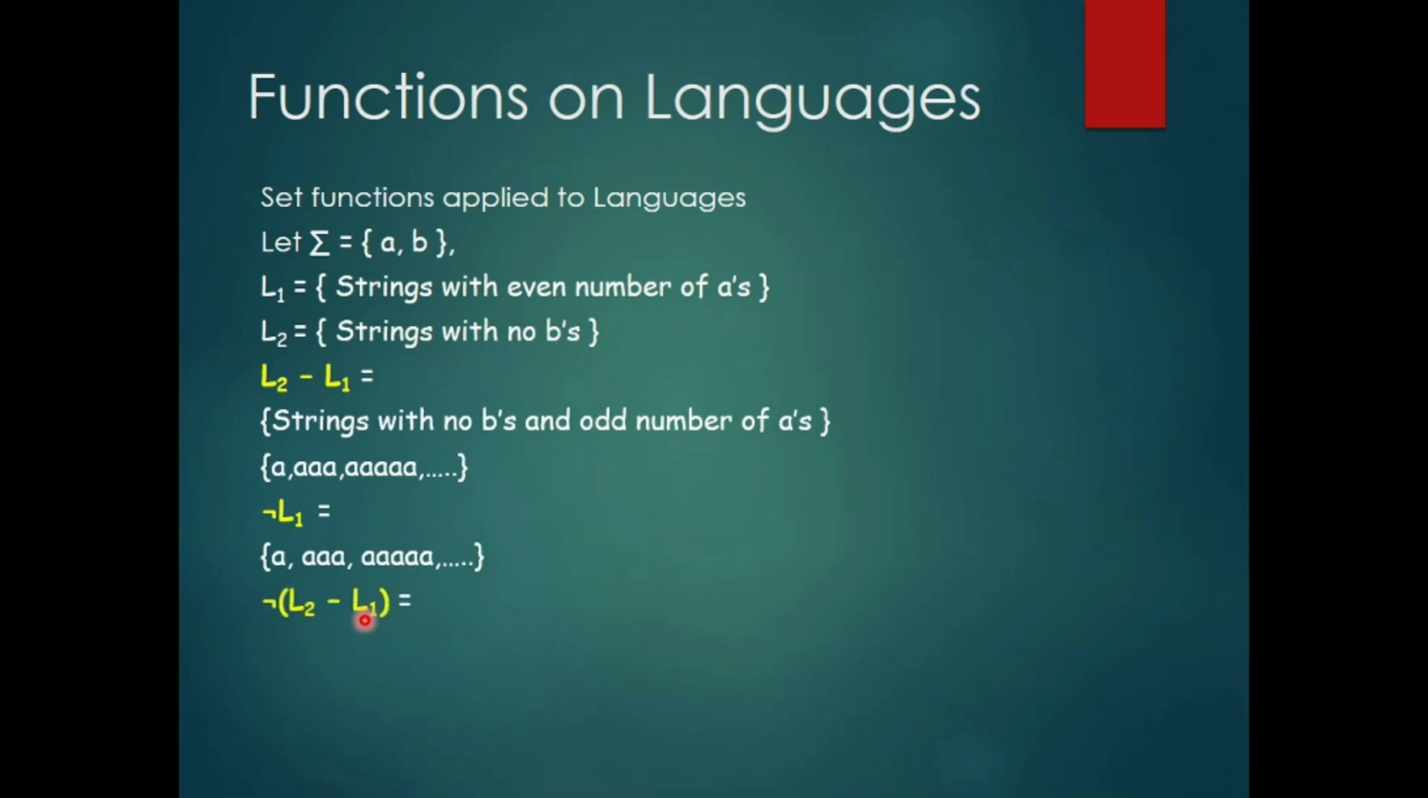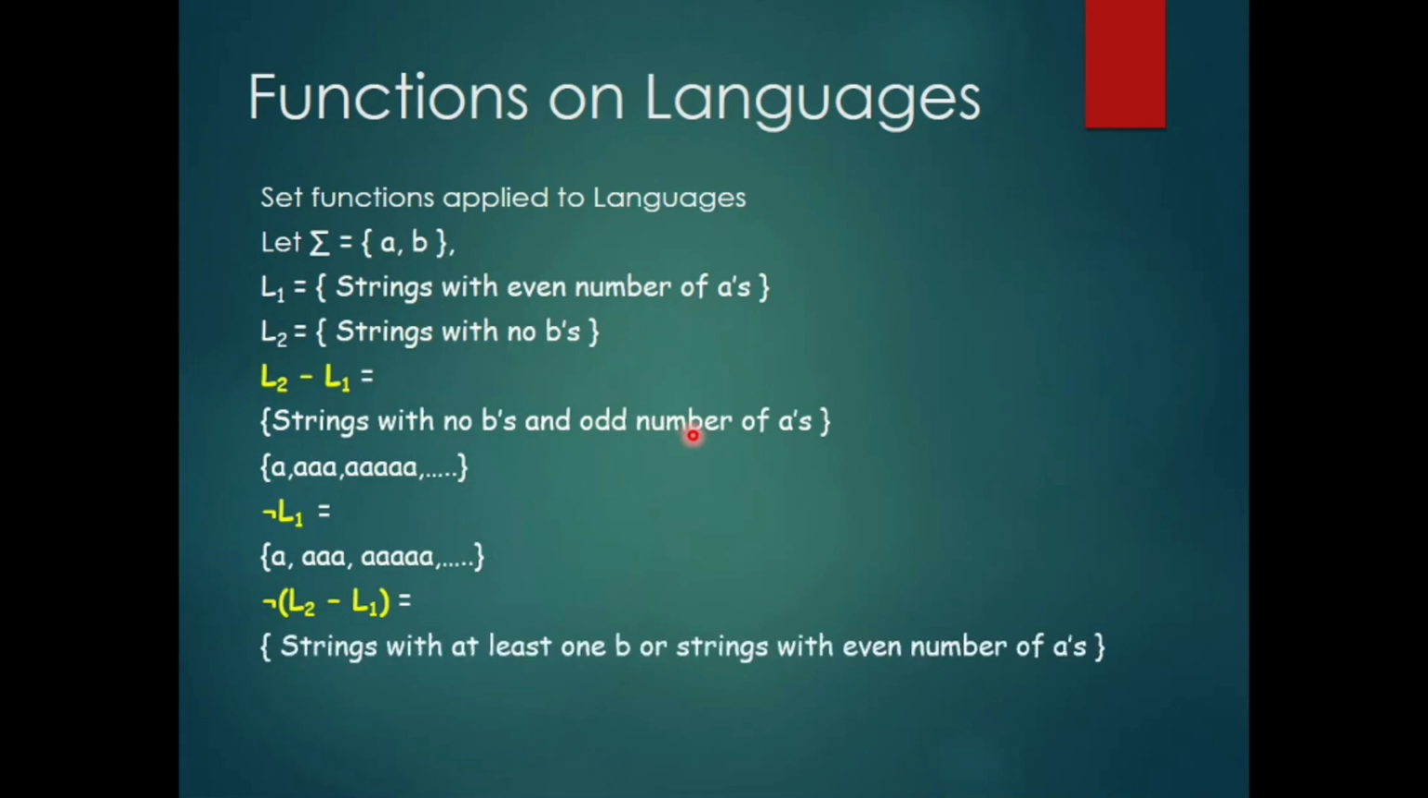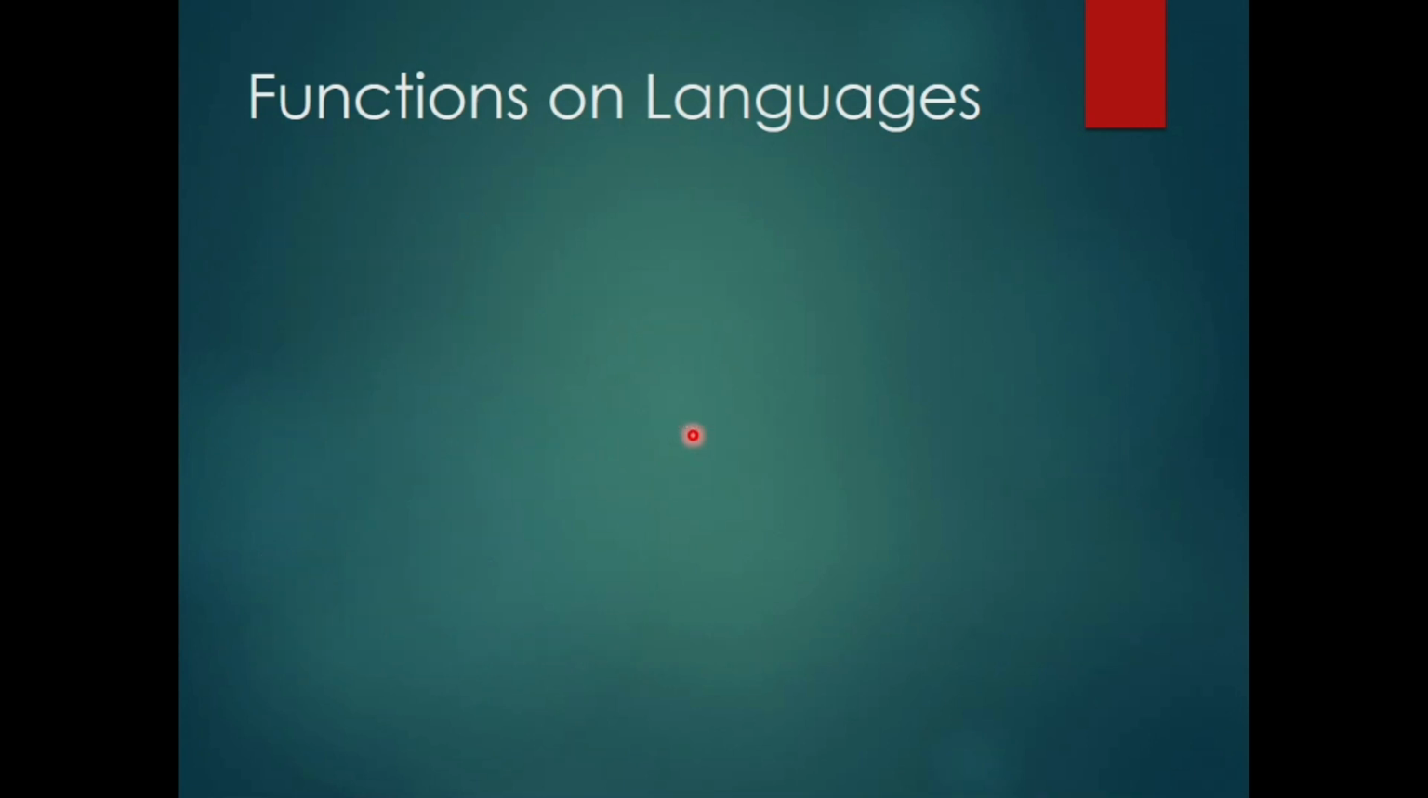Let us look at one more example. Negation of L2 minus L1. So L2 minus L1 we have already defined. It's a string with no B's and an odd number of A's. Its negation would be strings with at least one B or strings with an even number of A's.